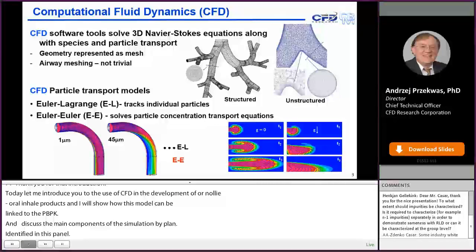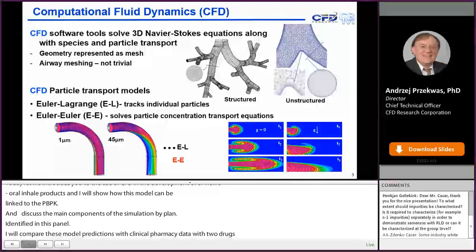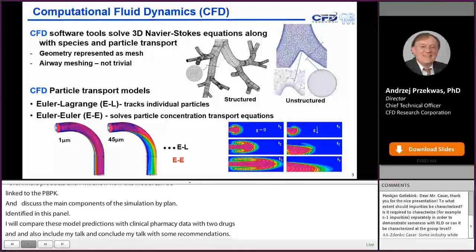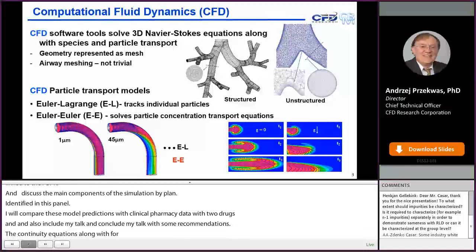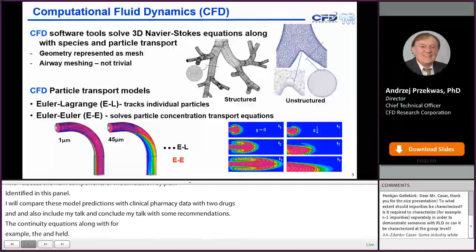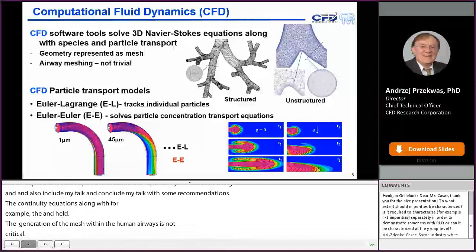CFD software tools solve fluid momentum and continuity equations along with transport equations for the dispersed phase, for example, for inhaled aerosols. Generation of a 3D computational mesh within human airways for CFD simulation is not trivial. 2 example meshes are shown on this panel. Much more challenging is the solution of the dispersed phase particle dynamics within airways and particle deposition on airway walls.